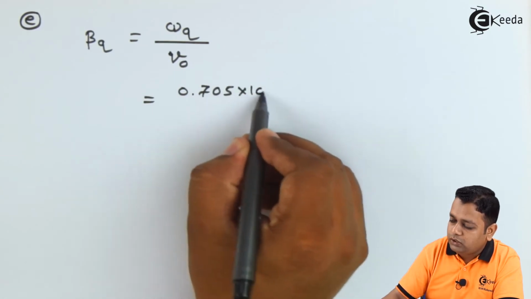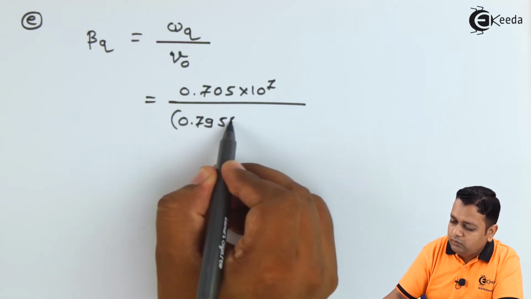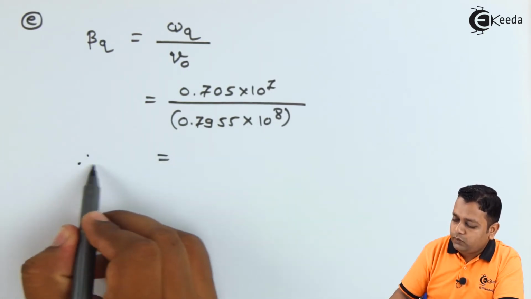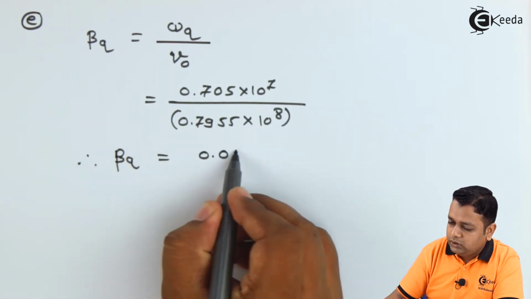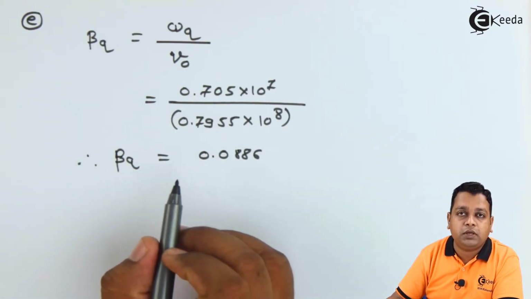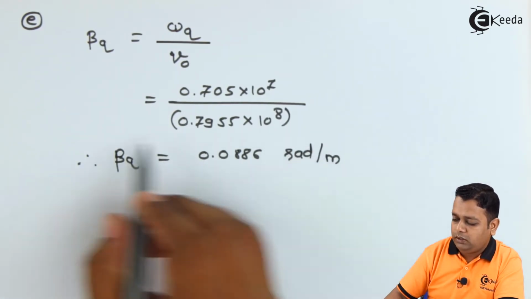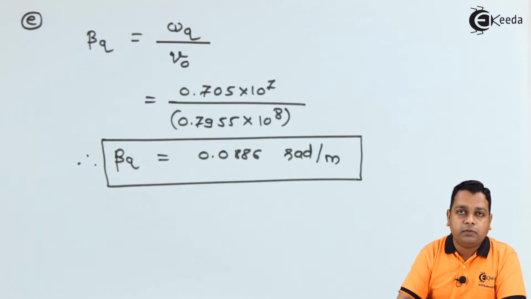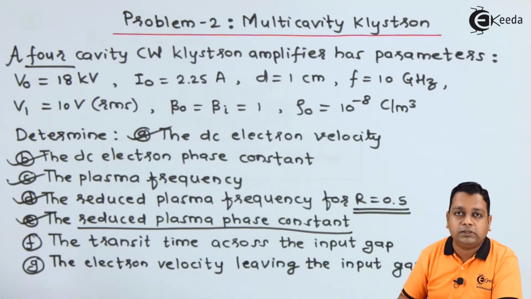In the next step, we substitute the answer for the reduced plasma frequency, 0.705 times 10 raised to power 7, divided by 0.7955 times 10 raised to power 8 meters per second. Therefore, beta sub q becomes 0.0886. Beta sub q is the phase change with respect to space, so its unit is radians per meter. We outline this value also. We get back to the problem statement. This way, from part A up to part E, we have all the answers computed.